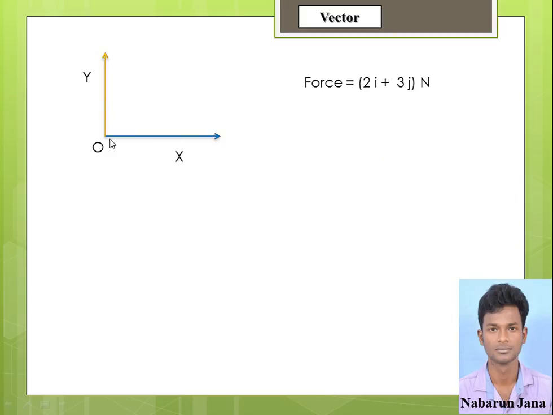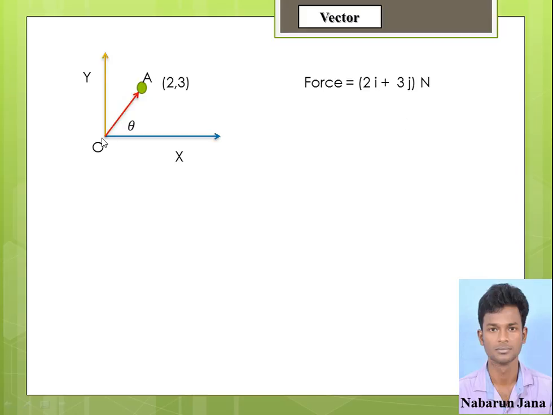So at first you have to go 2 units in the x direction and then 3 units in the y direction. Then you will find a point. Yes, that is the point (2, 3), and join OA. This is representing the force 2i plus 3j Newton.